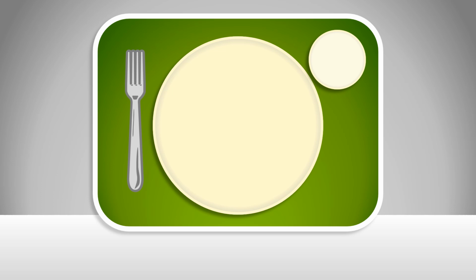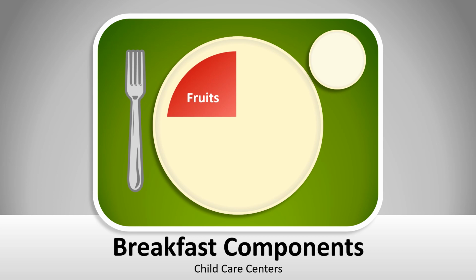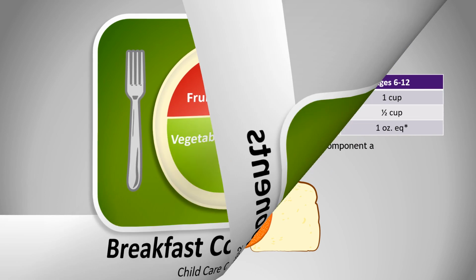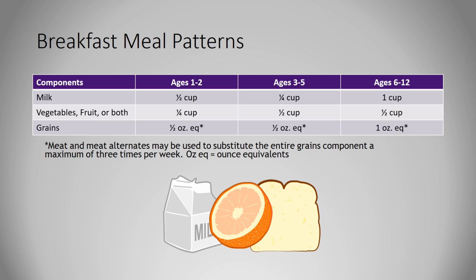Now that we've reviewed the 5 meal components, let's see how we can use those meal components to create meals and snacks. Breakfast components consist of fruits and/or vegetables, grains, and milk. Here's a closer look at the breakfast meal patterns. Meat and meat alternates may be used to substitute the entire grain component a maximum of 3 times per week.